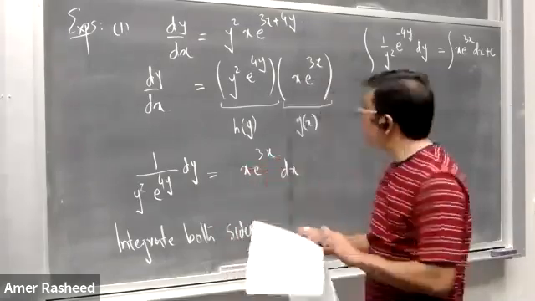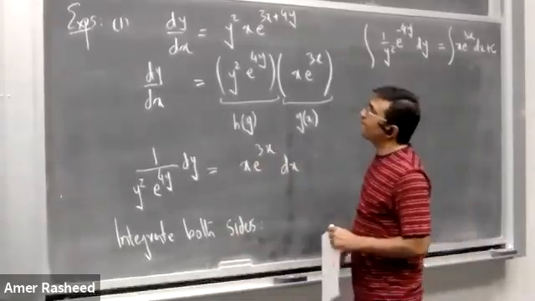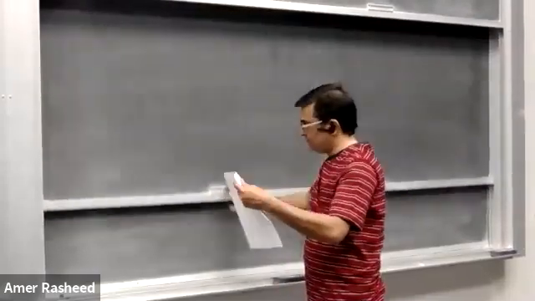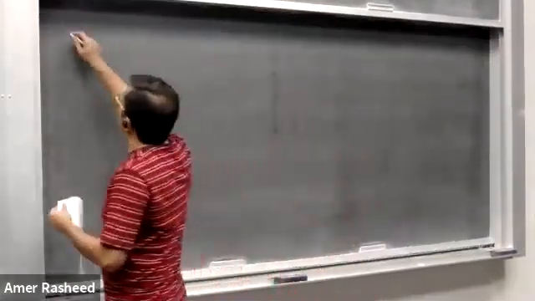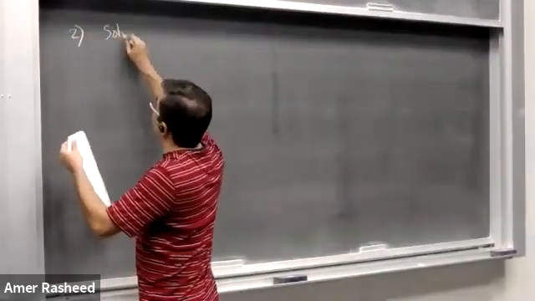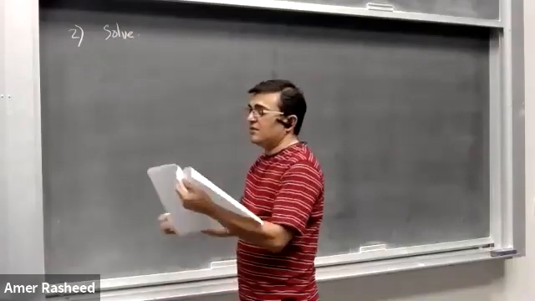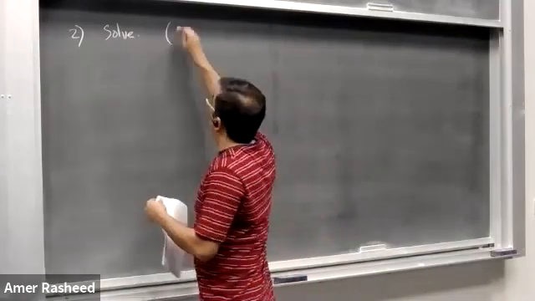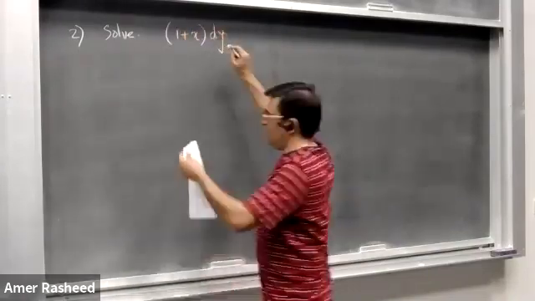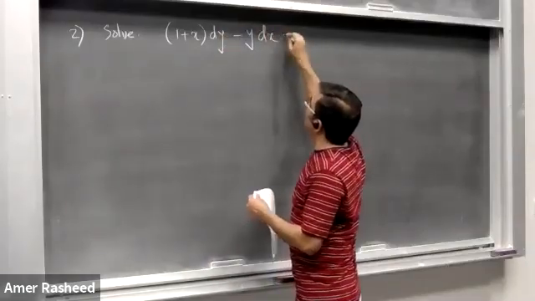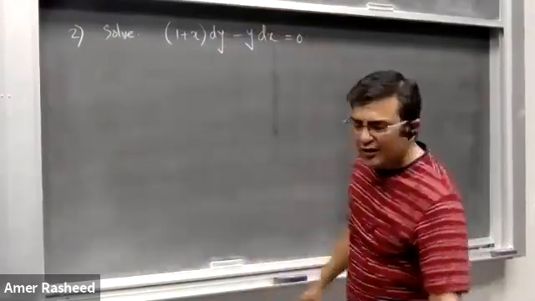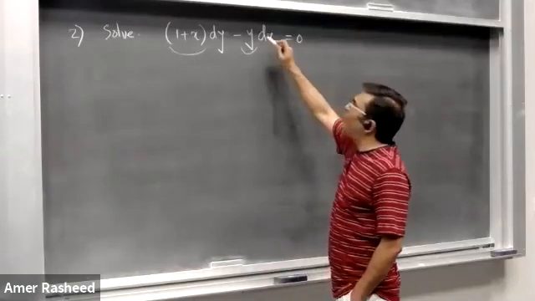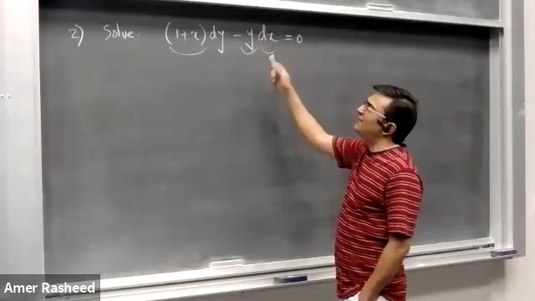Next example could be example 2: solve the following differential equation, (1 plus x) dy minus y dx is equal to 0. Now you can see here that we can separate the variables. Here we have a function of x and y, and here we have a function of y and dx. So we can separate the variables.